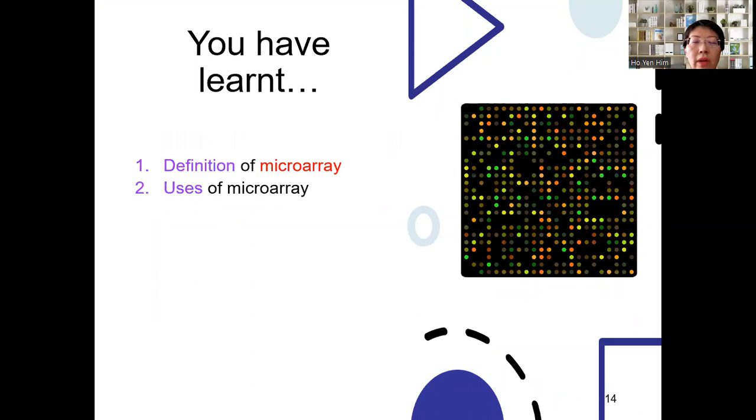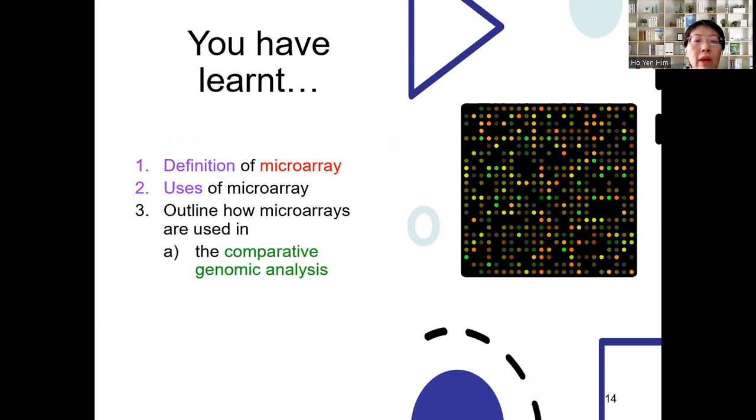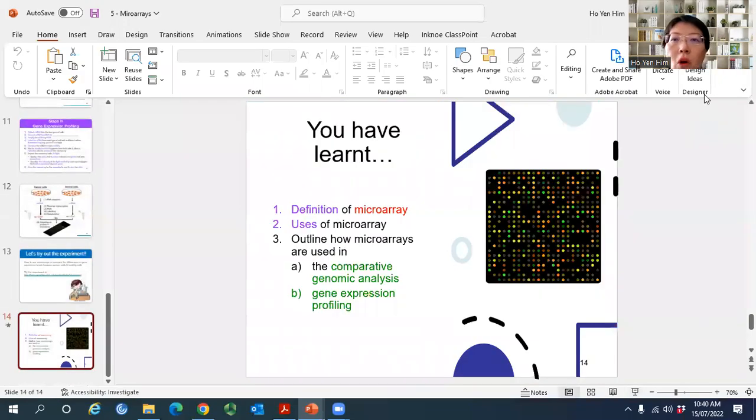So in this topic, you have learned the definition of microarray and the uses of the microarray. I will only introduce 2 uses to you, okay? And to outline how microarrays are used in comparative genomic analysis, meaning you want to know presence and absence of the gene in an organism and compare between 2 organisms also can. Gene expression profiling means whether a gene is being expressed and the degree of the gene being expressed. So that's all for this part for microarray.